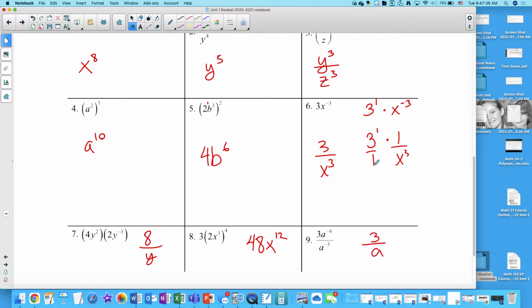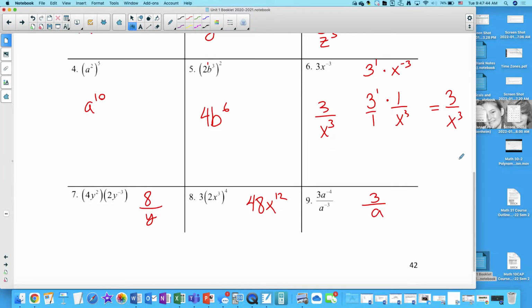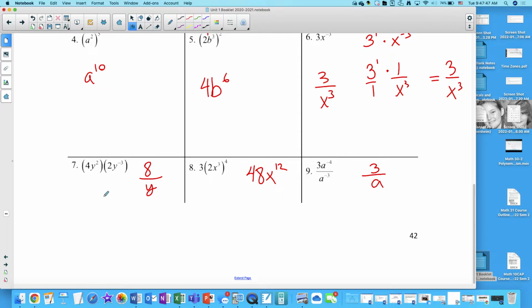Okay? With number 7, one thing that could be helpful to do in your mind, and if you need to write it down, that's fine as well, is to reorder the multiplication, right? So everything here is being multiplied. 4 times y squared times 2 times y to the negative 3. So think about it this way. 4 times 2 times y squared times y to the negative 3. Okay, now 4 times 2 is just 8. Y squared times y to the negative 3. Here I'm going to use my product law, where I add exponents. And 2 plus negative 3 is negative 1.